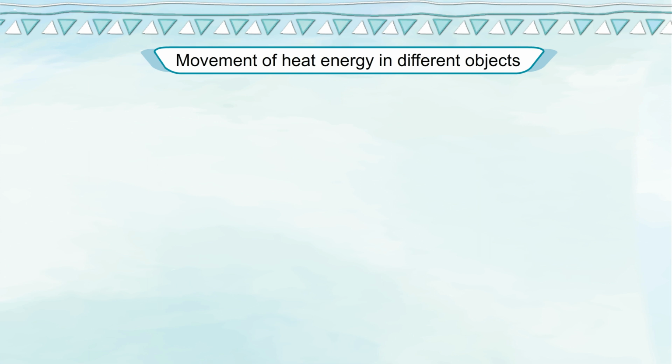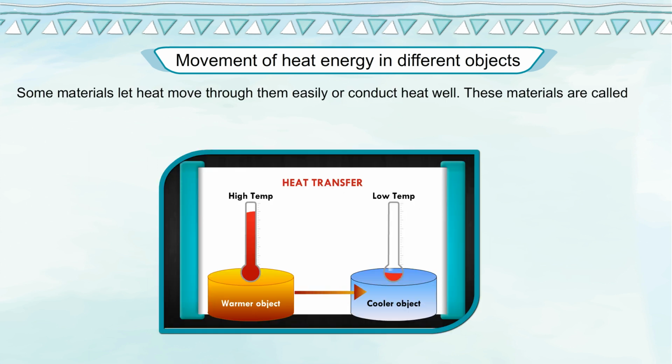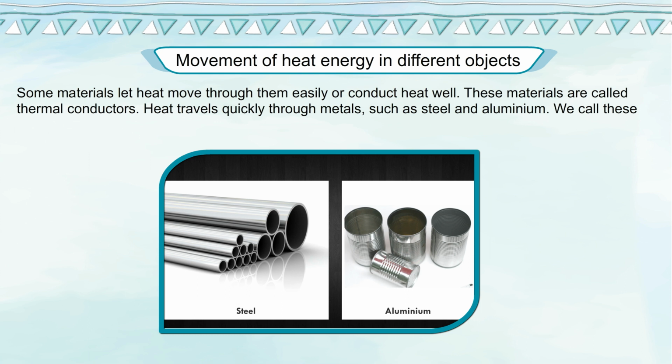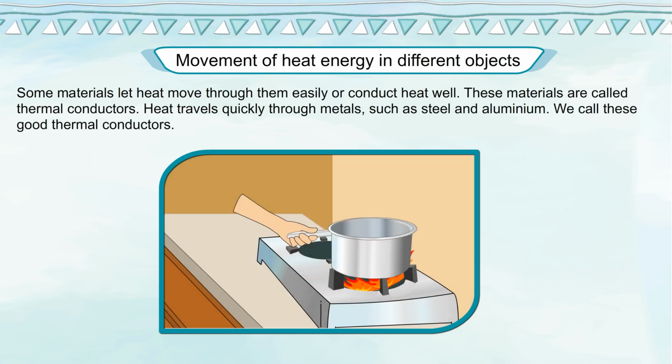Movement of heat energy in different objects. Some materials let heat move through them easily, or conduct heat well. These materials are called thermal conductors. Heat travels quickly through metals such as steel and aluminium. We call these good thermal conductors.